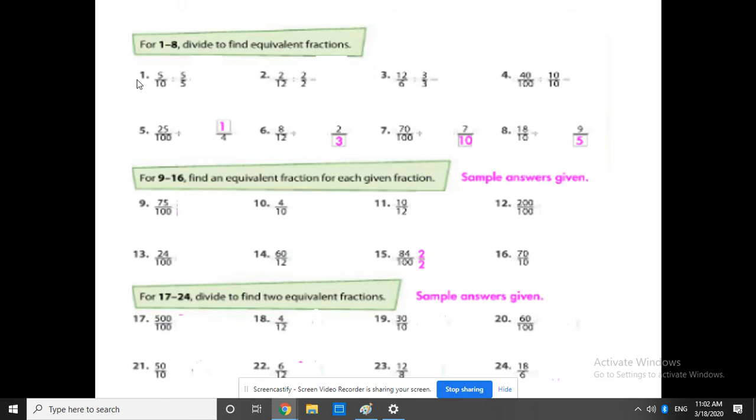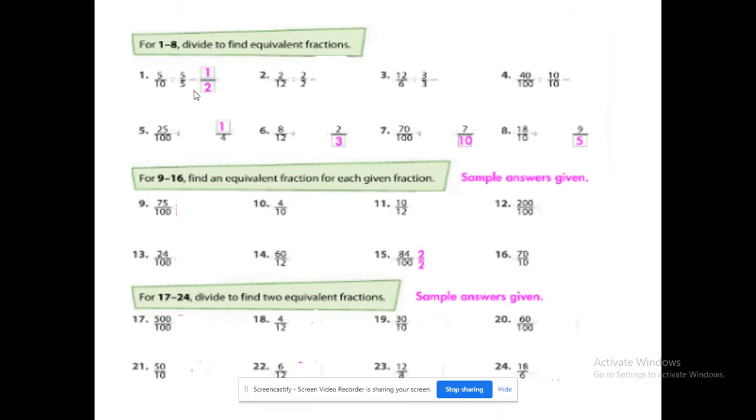Let's take a look at number 1. 5 over 10 divided by 5 over 5. If I divide the numerator by 5, I have to divide the denominator also by 5, as it shows. So 5 divided by 5 equals 1. 10 divided by 5 equals 2. If you forgot, you can use multiplication as an opposite operation. It means 1 multiply 5, it makes 5. 2 multiply 5, it makes 10.